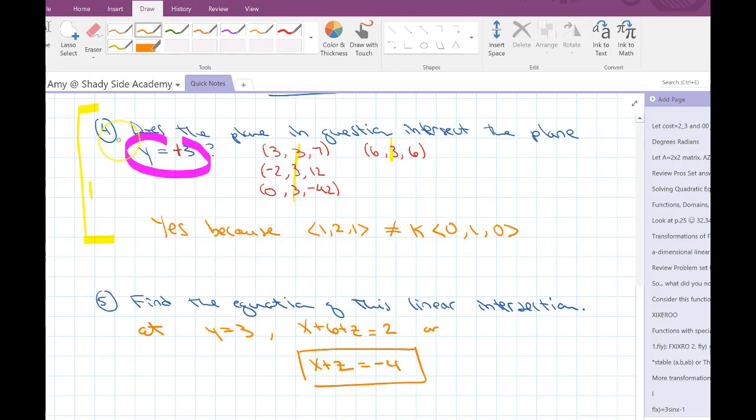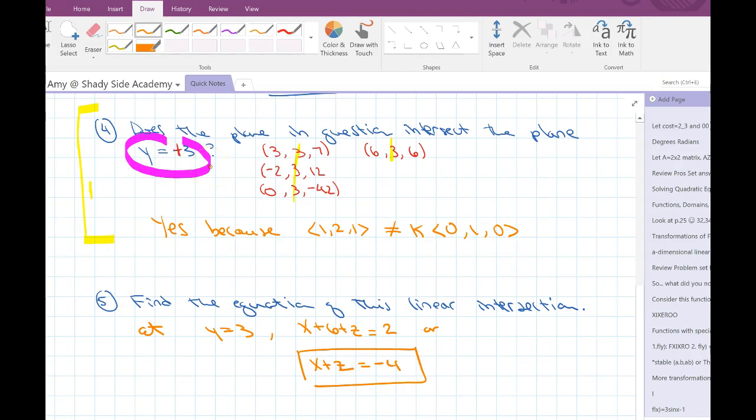Okay, so the answer to question 4. Yes, the 2 planes do intersect because the normal vector of the plane in question is not a scalar multiple of this vector, which is perpendicular to the plane y equals 3. Do you understand? Okay, this vector, if you think about it, is perpendicular to the plane y equals 3.